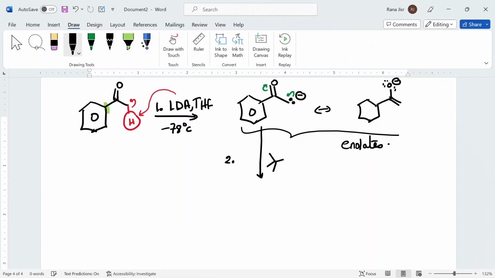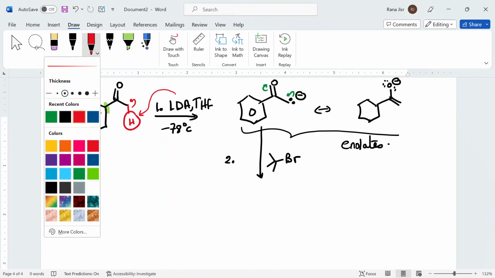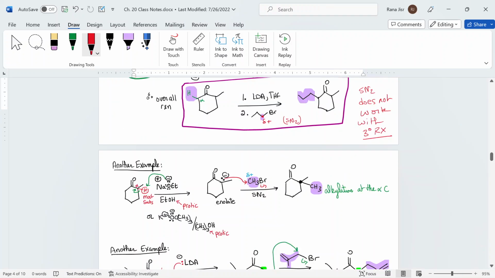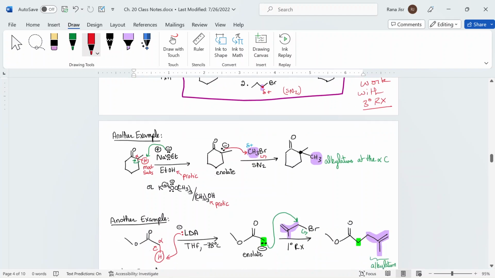Let's say, for example, if I am doing tertiary butyl bromide, well, there will be no reaction. I know that this one is going to be a strong nucleophile, but this is a tertiary alkyl halide. And if it's a tertiary alkyl halide, there will be no SN2 in there, so there will be no reaction. Let's have another example over here.